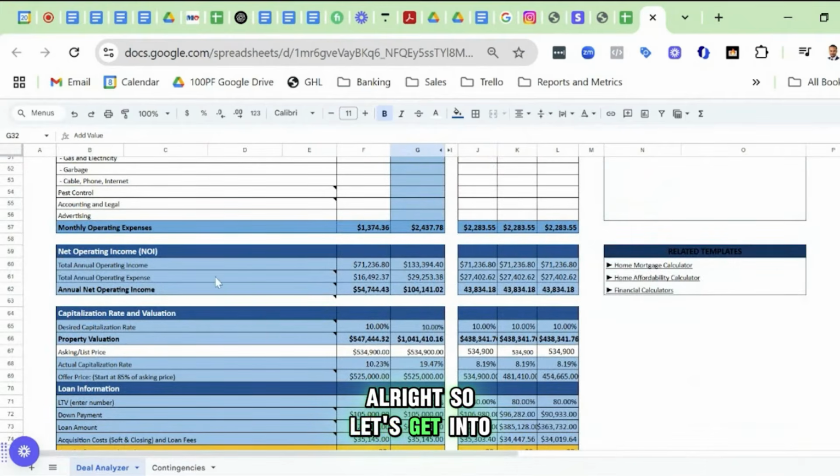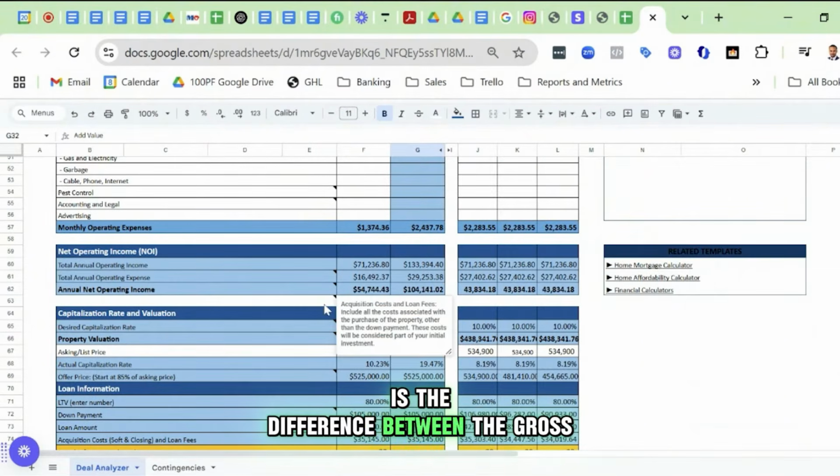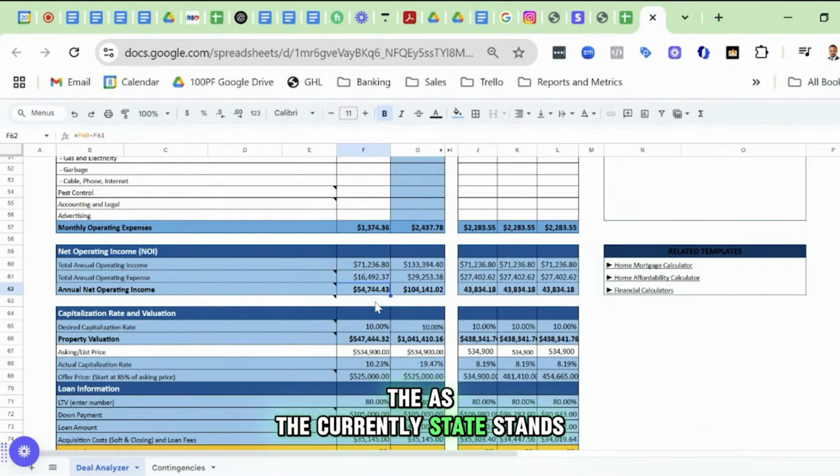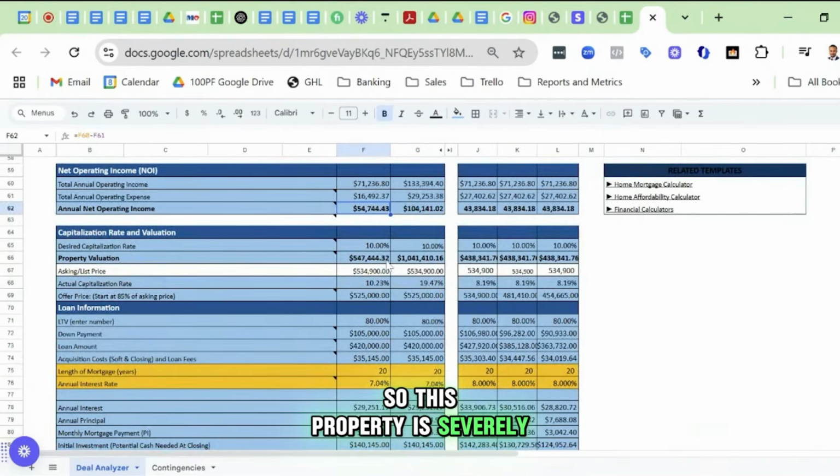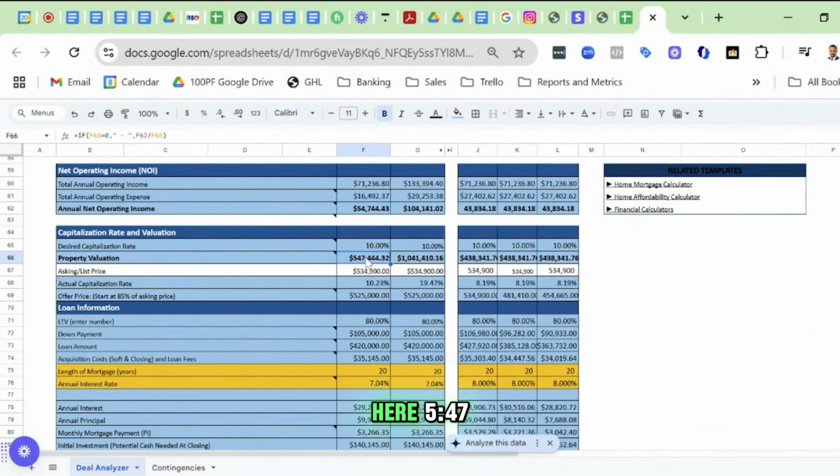All right, let's get into the NOI. NOI is the gross operating income minus your expenses. You see it here. As it currently stands, the current performance is around $55,000 for the year. If we do the value add that I mentioned, increasing the rents, the NOI would almost double, to 104. So this property is severely under rented. And at a desired cap rate of 10%, the property valuation is here, 547.